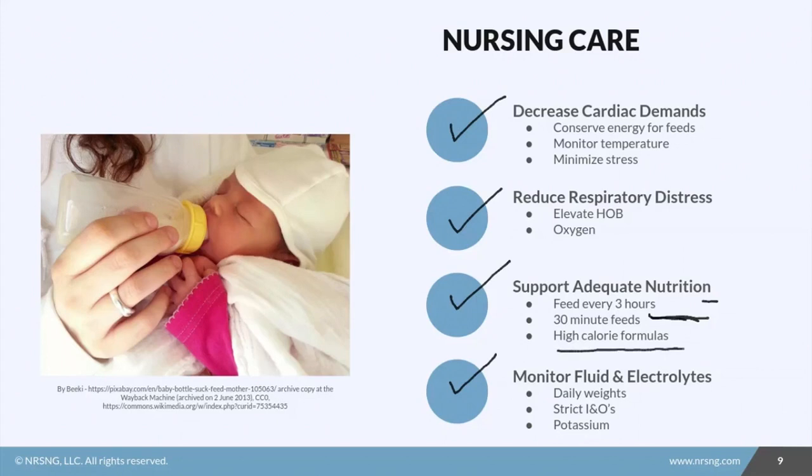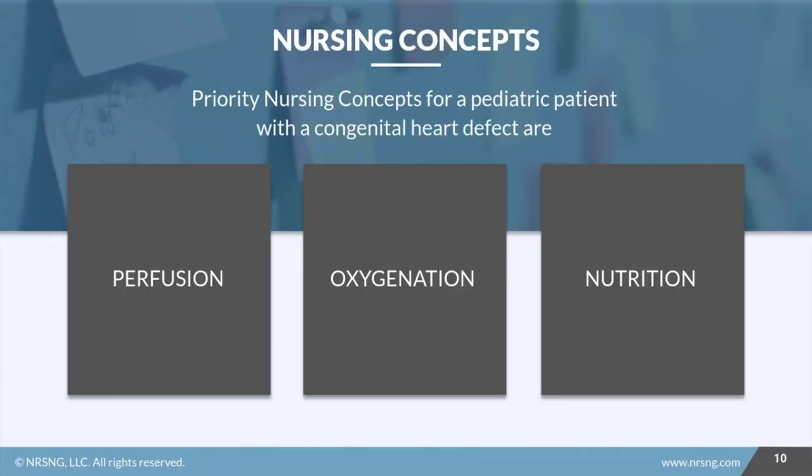Now, a lot of the rest of the stuff that you see here about decreasing cardiac demands and respiratory distress and monitoring fluid and electrolytes, it's going to be similar to what you already know for adults. So if you need a refresher on heart failure and the things you'd be doing for that, check out that med-surg lesson that I mentioned that covers all of this. If you are providing care to a peds patient who has a congenital heart defect, your priority nursing concepts are going to be perfusion, oxygenation, and nutrition.